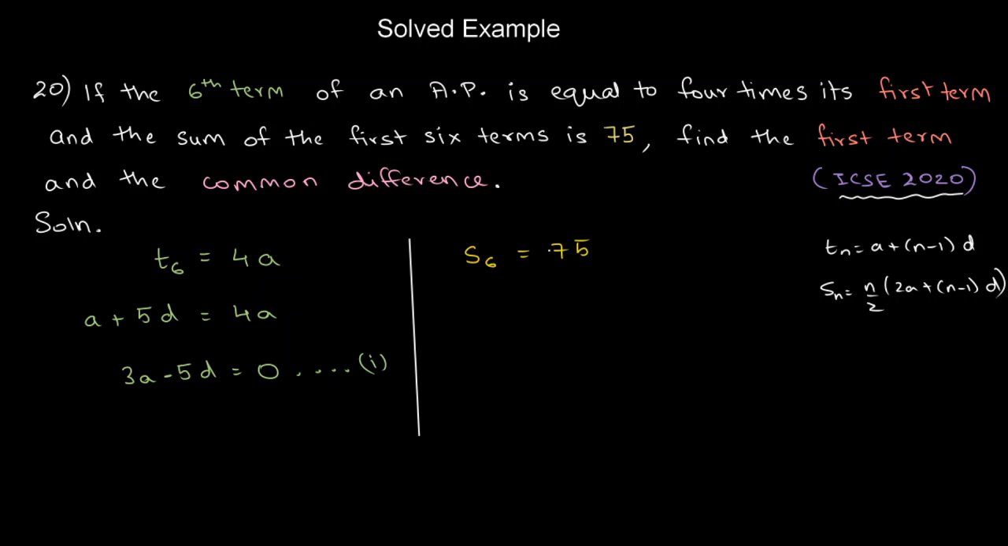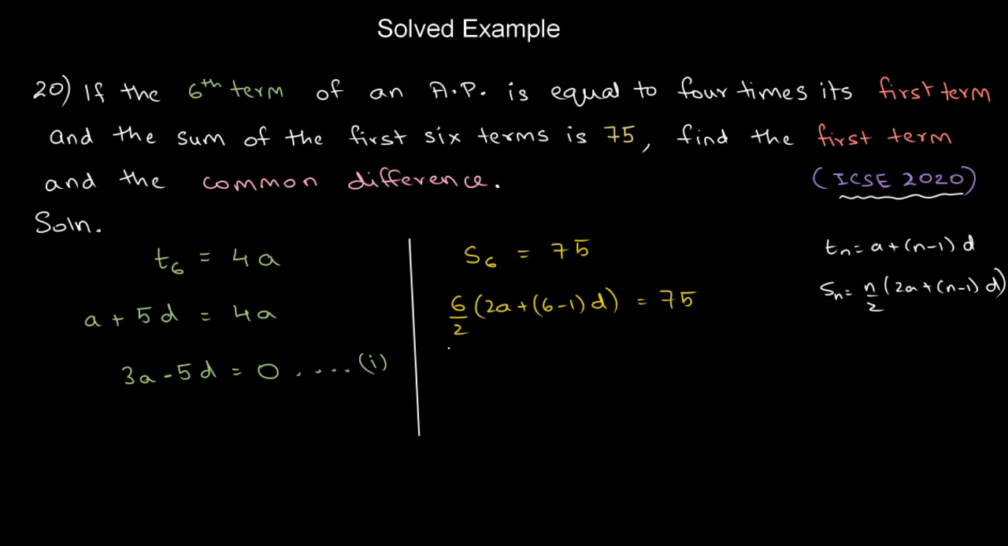So n upon 2, n is basically 6. So that is 6 upon 2. In the bracket I have 2a plus n, which is 6, so 6 minus 1 into d, right? So a and d are the unknowns, is equal to 75. Let's rearrange this a little as well so that I end up getting a good looking linear equation in a and d.